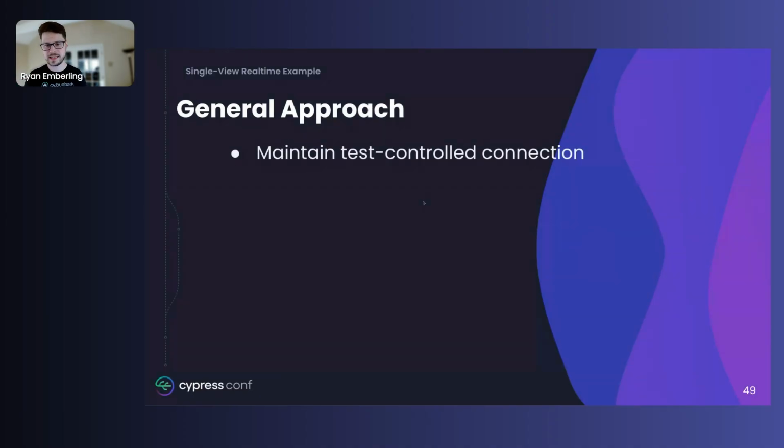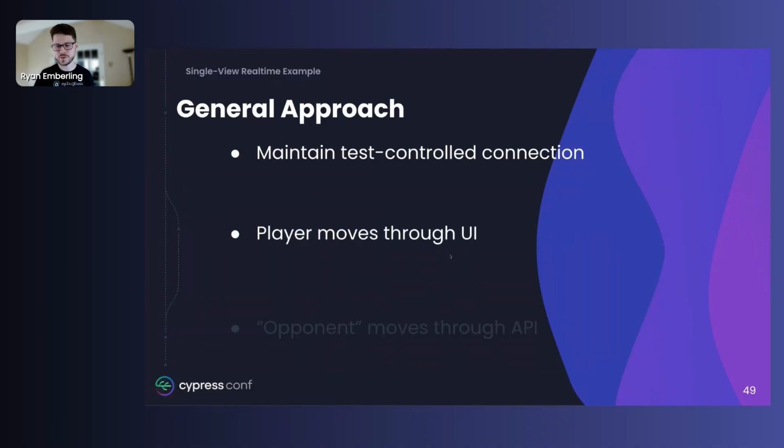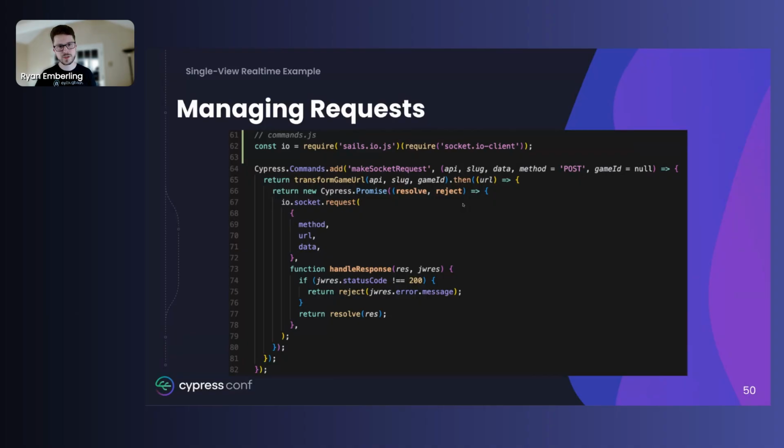So our general idea is we're going to, for user management, maintain a test-controlled connection. Cuddle uses WebSockets, and so a very straightforward way of maintaining a separate session to use for an unseen user is to have Cypress control its own socket connection. We're going to make the player moves through the UI, and then all the moves of the opponent, the other person, through the API using that test-controlled socket connection, which is actually quite simple to do.